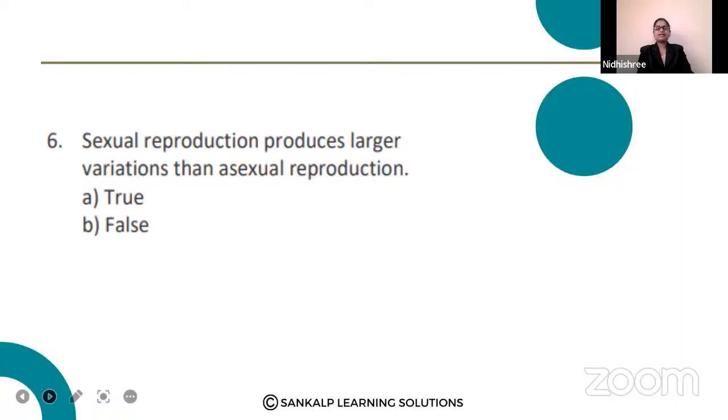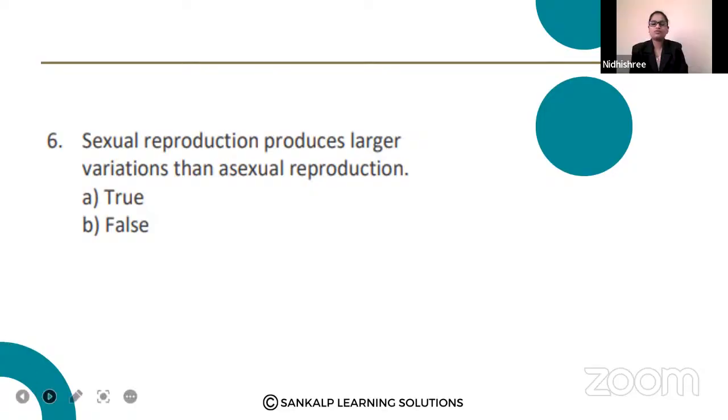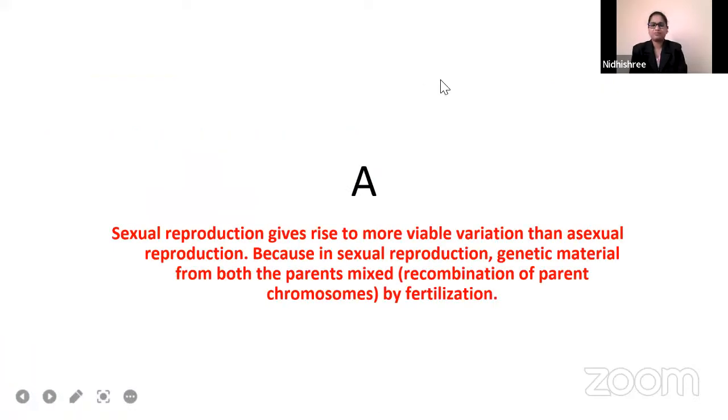Okay, sixth question. Sexual reproduction produces larger variations than asexual reproduction. Is it a true statement or a false statement? True statement. As we can see, crossing over of chromosomes in sexual reproduction, because genetic material of both the parents will get mixed, recombination of parental DNA takes place by fertilization. This results in increased frequency of variation in case of sexual reproduction.